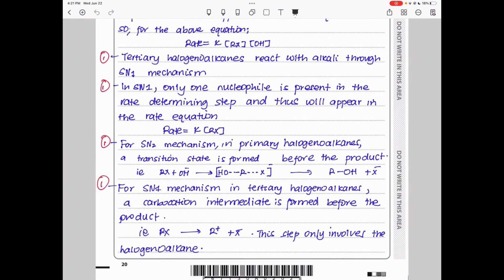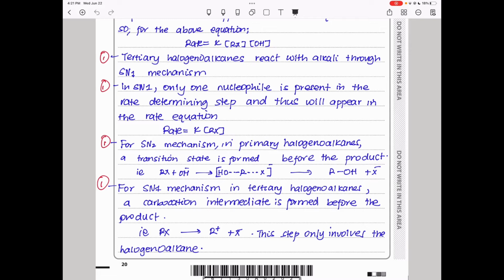Now the concluding part is talking about whether we have an intermediate or we have a transition state. So for SN2, remember, involving primary halogenoalkanes, a transition state is going to be formed before the product is formed. In a transition state, we will have the halogenoalkane. However, both nucleophiles are going to be present. You can see the OH as well as the X is going to be present, and this is going to be negatively charged because there is an extra negatively charged nucleophile that came in, and then this is going to be the transition state before we form the product.